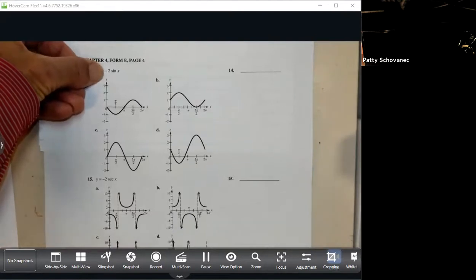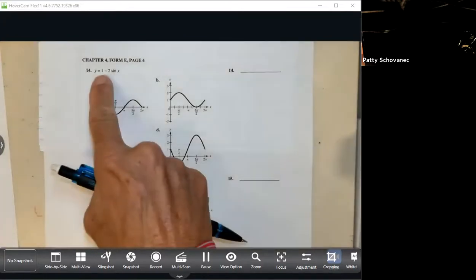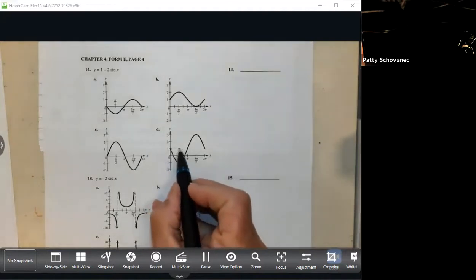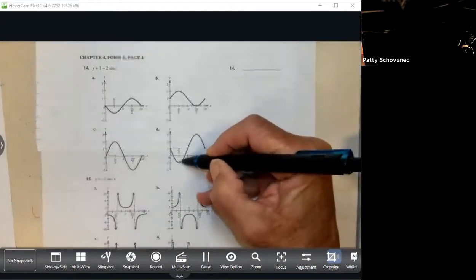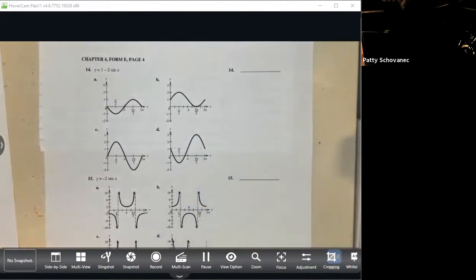Upside down, right? Upside down sine curve with an amplitude of 2. And now take this 1. What does that 1 do to that graph? Shifts it up 1. So which of these looks like an amplitude of 2 shifted up 1? Does look like D. See, we'd have to be centered here. That's 2 units this way, 2 units that way, and it's upside down. So D is the correct choice.